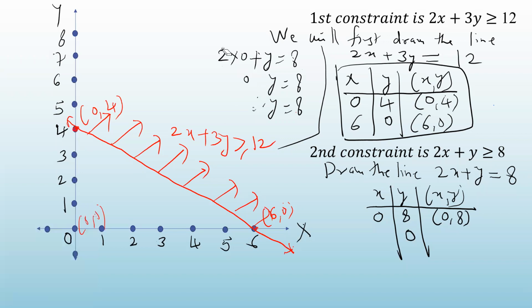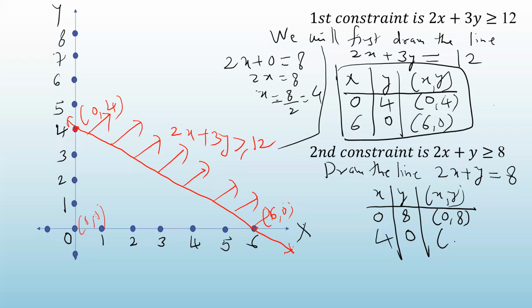Let us do the rough work here itself. So 2x plus y, with y equal to 0, is equal to 8. So 2x is equal to 8. x is equal to 8 upon 2, that is 4. So x is 4. Okay. So which point you have got? 4 and 0. Correct? So you have got 2 points to draw this line. First is 0 and 8, and the other one is 4 and 0.